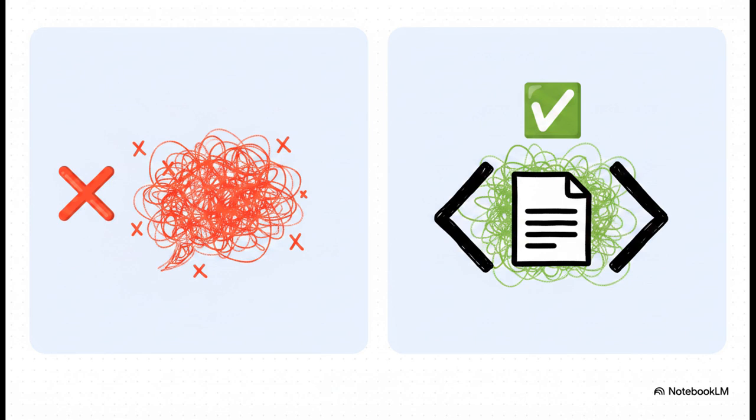It follows instructions explicitly. So instead of telling it what not to do, you need to tell it exactly what to do. By wrapping your instructions, your context, and your examples in clear, descriptive XML tags, you're removing all ambiguity. This is exactly what helps Claude parse those complex tasks perfectly.